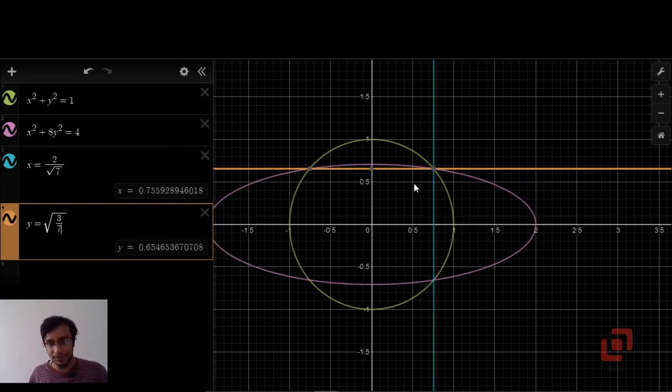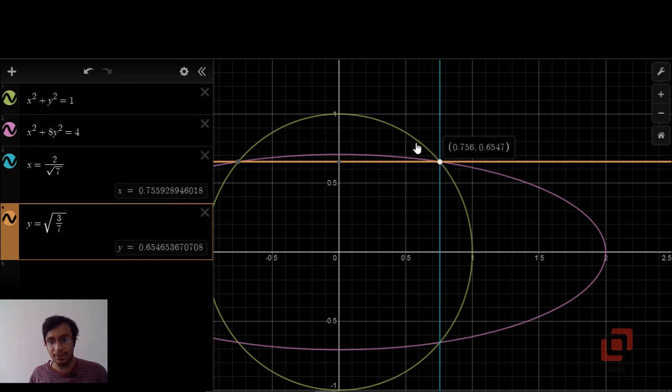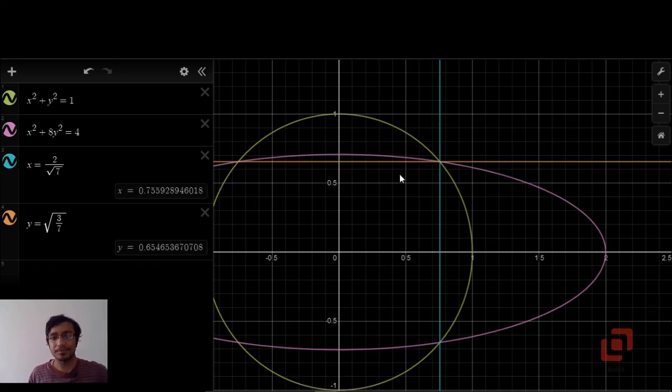Yes. You can see this particular point where the circle, the ellipse, the vertical line x equal to 2 by root 7 and the horizontal line y equal to root 3 by 7 intersect. Alright.